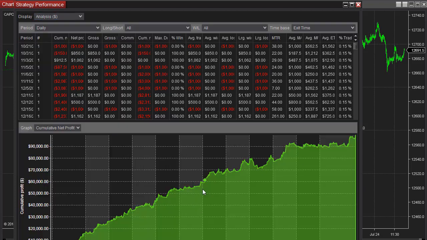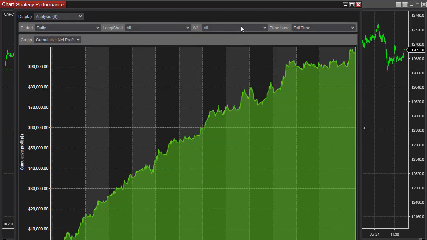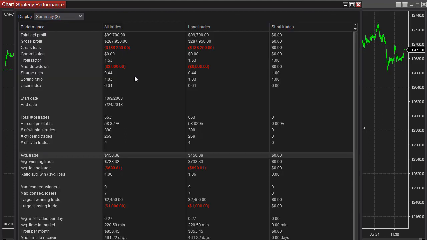Here is the equity curve. Nice equity curve. And this is a strategy that we've had for a long time. It's been around 7 years. And so one of the things that you can do to this strategy to improve these numbers, I want to take a look at these again. Look at the drawdown, 8,900, average trade profit 150.